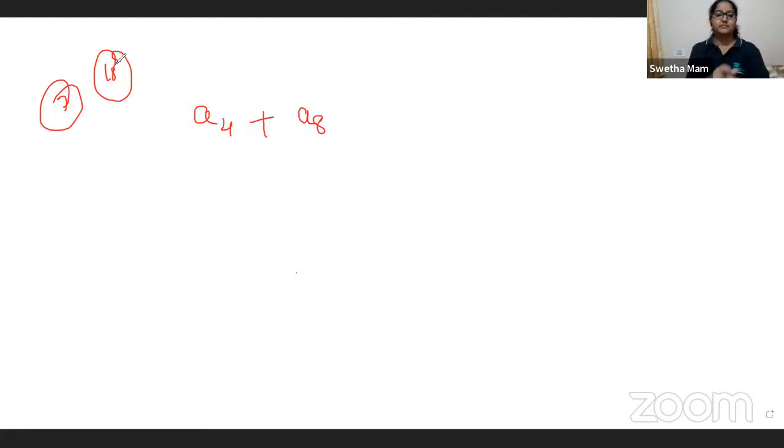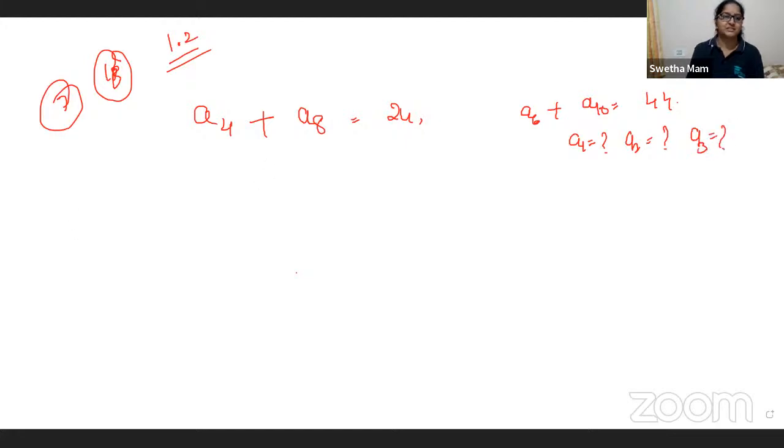Exercise 1.2, 18th question. The sum of the 4th and 8th terms is equal to 24, and the sum of the 6th term and 10th term is equal to 44. Find the first 3 terms. Find the first 3 terms means A1, A2, A3.